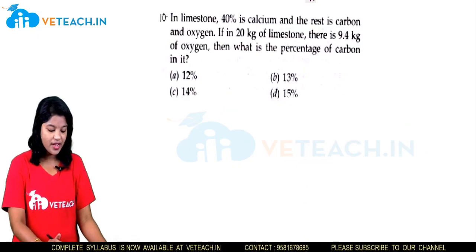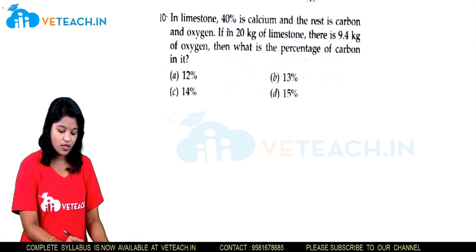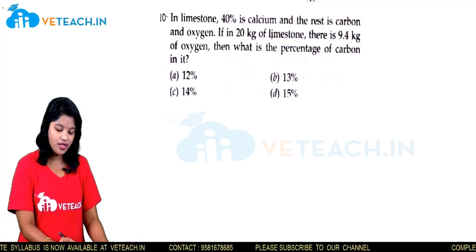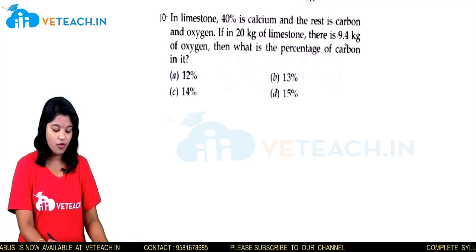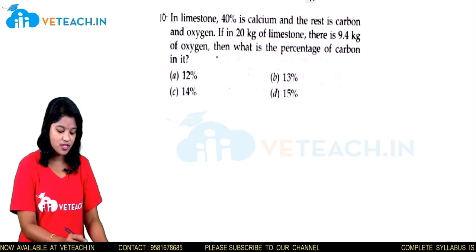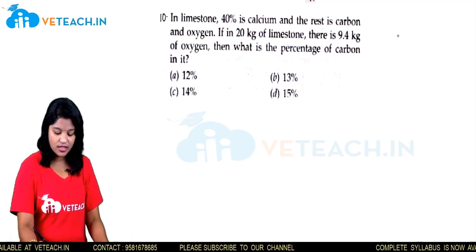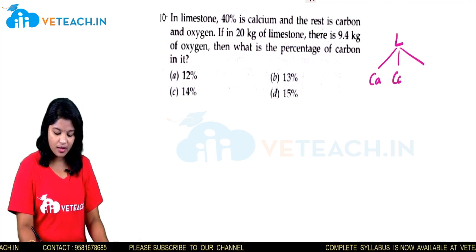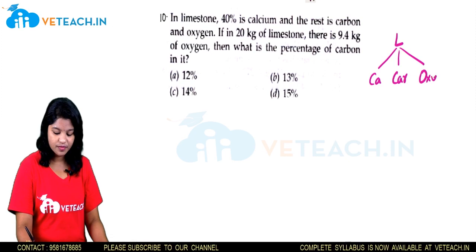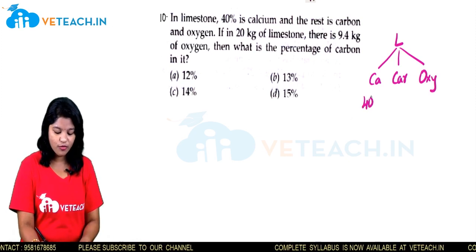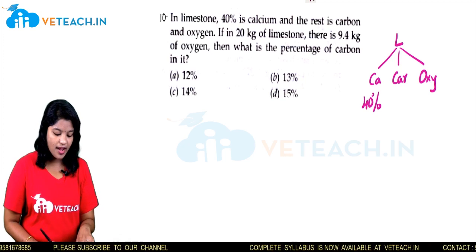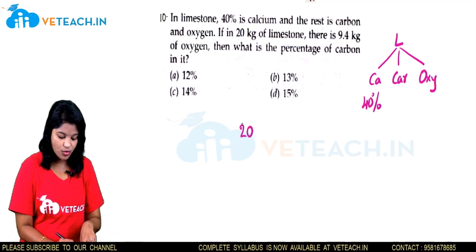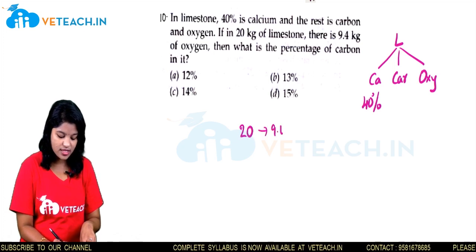See the next question. In limestone, 40% is calcium and the rest is carbon and oxygen. If in 20% of limestone there is 9.4 kg of oxygen, what is the percentage of carbon in it? So here they have given the limestone is comprised of calcium, carbon and oxygen. So out of that they have given 40% is calcium and 20 kg of 9 by 4 is oxygen. That means out of 20 kg, 9 by 4 kg is oxygen.